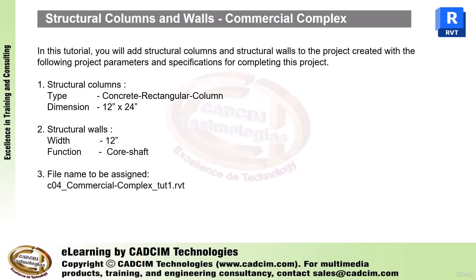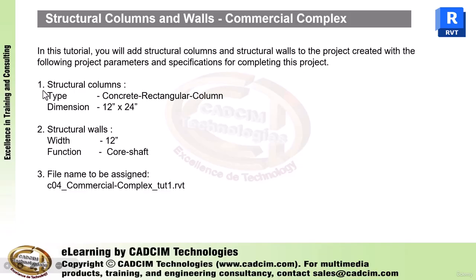Hello everyone. In the last tutorial, we had added grids and levels to the project file. Now, in this tutorial, you will add structural columns and structural walls to the project created with the following project parameters and specifications for completing this project.